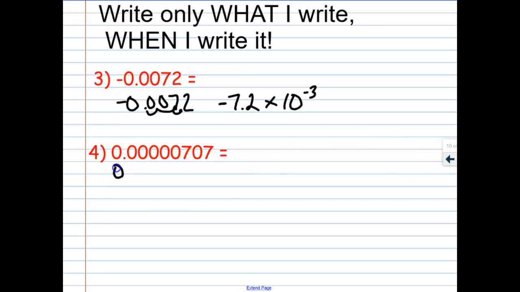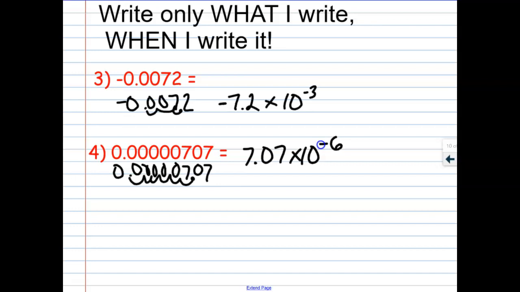Write it twice. Make sure to get all the zeros. There's 6 zeros in front. Okay, I'm going to relocate my decimal point right there. And I'm going to count 1, 2, 3, 4, 5, 6 spaces, because it doesn't really matter if I move this way or this way. I'm just counting spaces. So I'm left with 7.07 times 10 to the negative 6 power because it's a decimal.